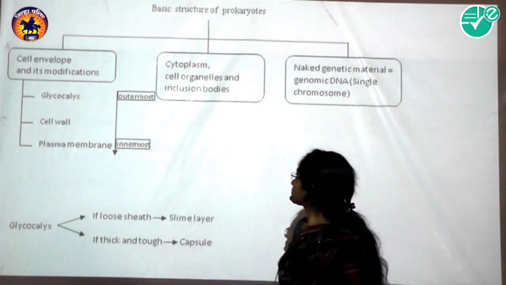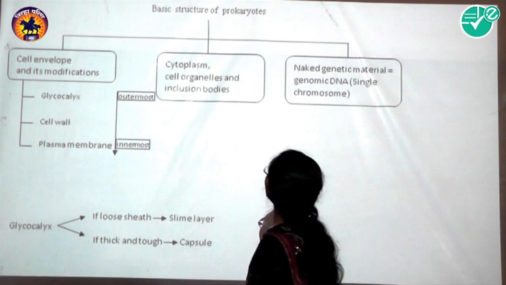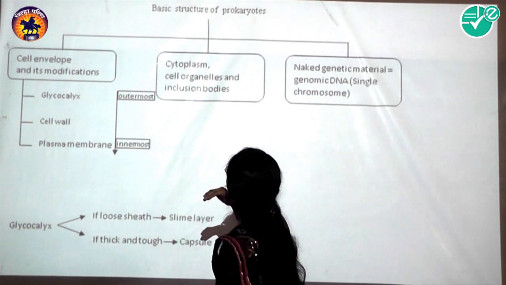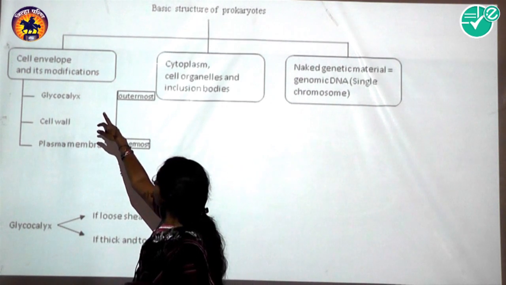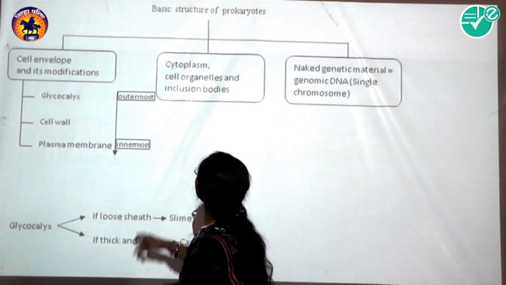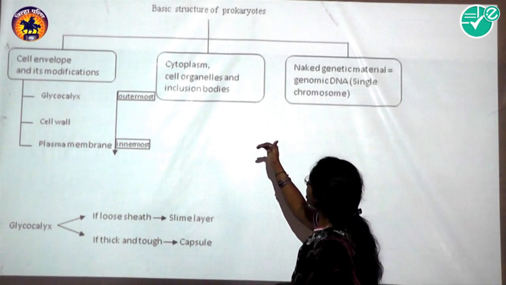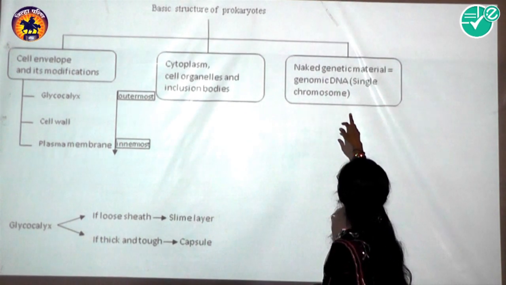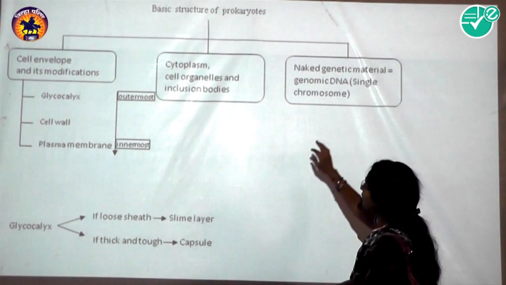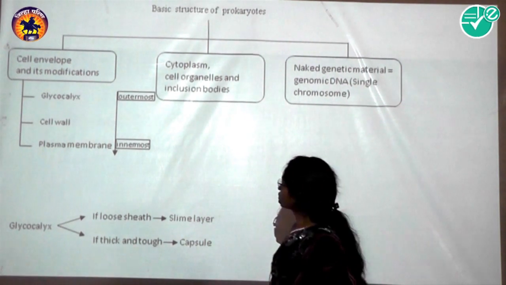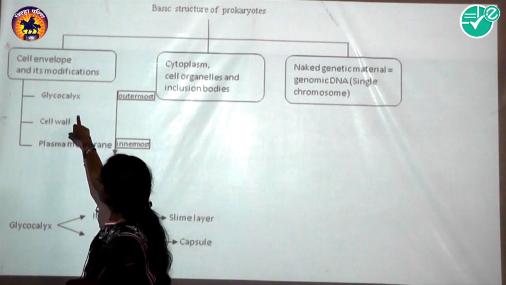Then we go towards more details about the basic structure of prokaryotic cells. It includes a cell envelope and its modifications, cytoplasm, cell organelles and inclusion bodies, then naked genetic material, which means genomic DNA, that is a single chromosome. Then we will go toward the cell envelope.